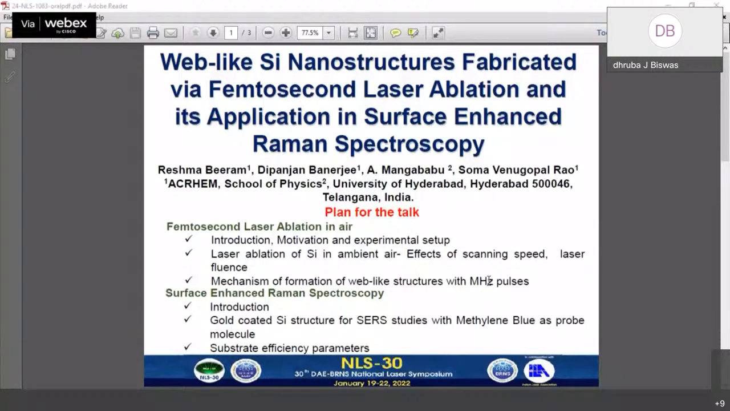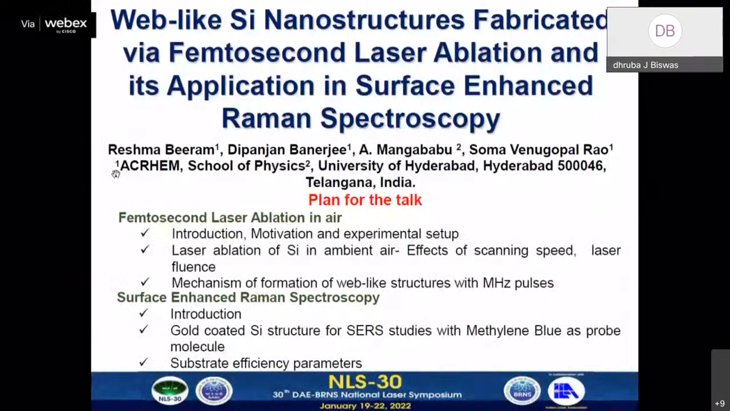So, good evening, I'm Reshma Biram. I'm going to present my work on web-like silicon nanostructures fabricated via femtosecond laser ablation and its application in surface-enhanced Raman spectroscopy. This work is done under the supervision of Professor Soma Venugopal Rao, University of Hyderabad. I'll first briefly talk about what femtosecond laser ablation is and the motivation for our experiment, and then I'll present our results on laser ablation of silicon and effects of different laser parameters. I'll briefly discuss the mechanism of formation of these web-like structures, and then I'll present the application of these structures in surface-enhanced Raman spectroscopy.